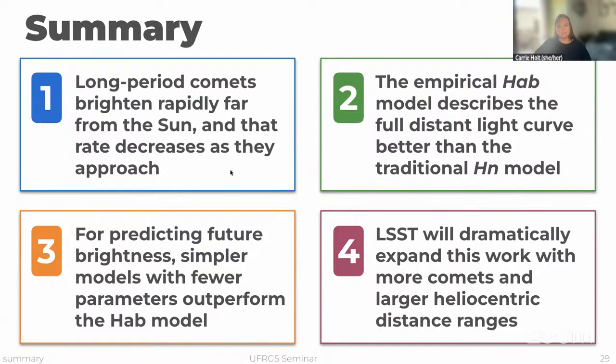When it comes to predicting brightness behavior, even though that HAB model fits the best overall, it has too many parameters, so it overfits with limited early data. But we found that some of these variants of that HAB model can do pretty well with early predictions. So we can even use the one parameter model with very, very limited data. With a little bit more data, we can use some of these two parameter models to get more accurate predictions.